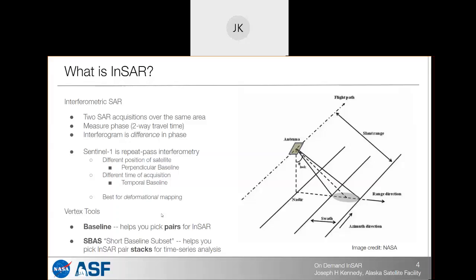And so Vertex, our primary search interface, which I'll demonstrate later, has two tools to help you pick really good pairs for InSAR processing. The baseline tool helps you pick specific pairs, so you can really dial in the perpendicular baseline and the temporal baseline to pick a really nice pair for interferometry. And we also have SBAS, or the Small Baseline Subset, that helps you pick an InSAR pair stack, so a whole bunch of pairs over time, so you can do time series analysis of changes throughout time.